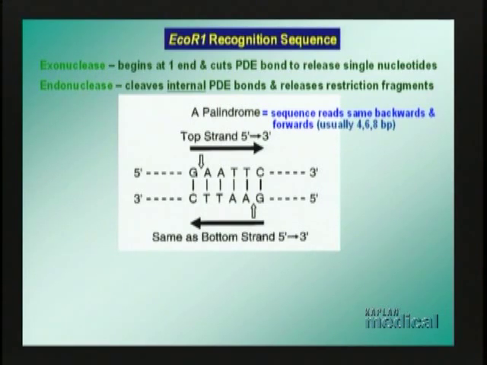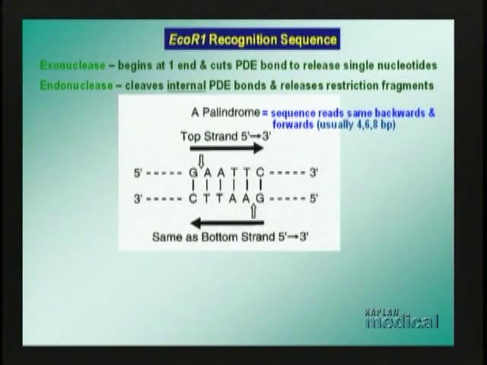Because here, on one strand it's 5' GAATTC to the 3' end. Now on the opposite strand, it reads 5' GAATTC to the 3' end. So a palindrome of DNA is where it reads the same backwards and forwards on the opposite strands of the DNA. And then once a palindrome is seen by a particular endonuclease, it will then cleave within that palindrome.